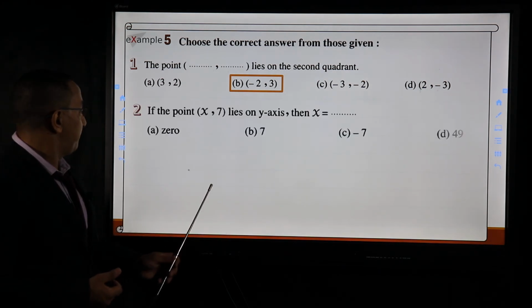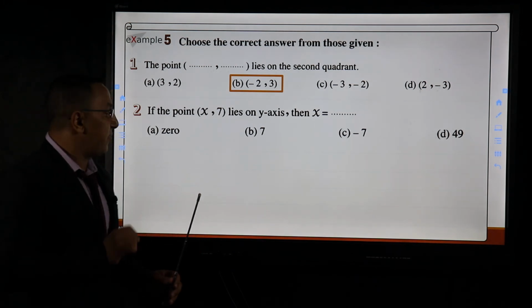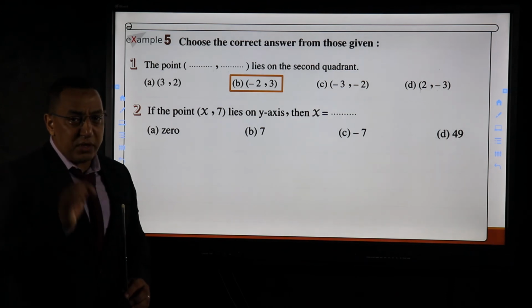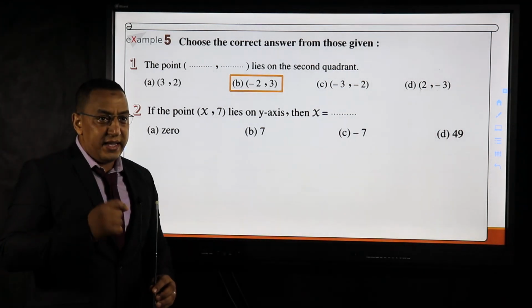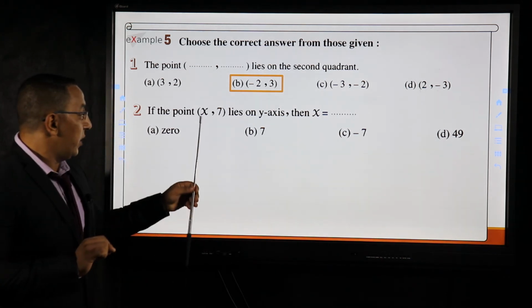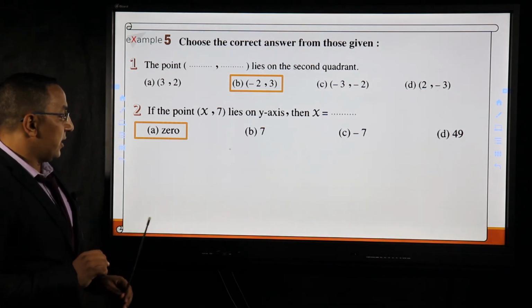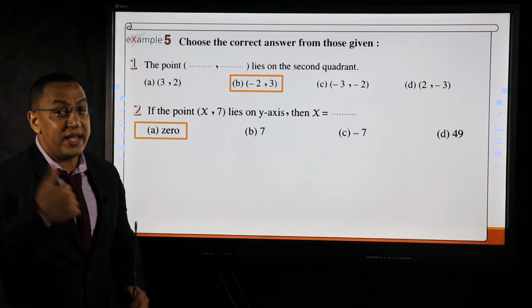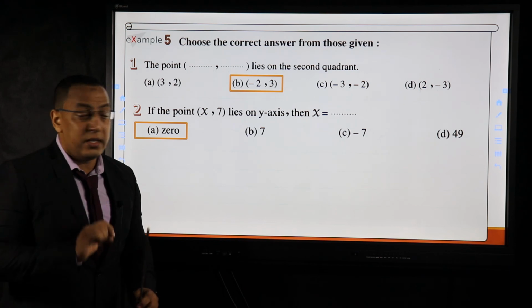Number 2. The point x and 7 lies on the y-axis. Any point that belongs to the y-axis has its x coordinate equal to 0. So x here equals 0. And the opposite, any point that belongs to the x-axis has its y coordinate equal to 0.